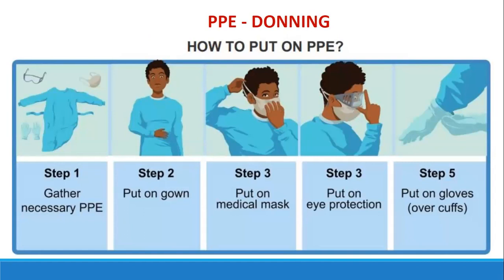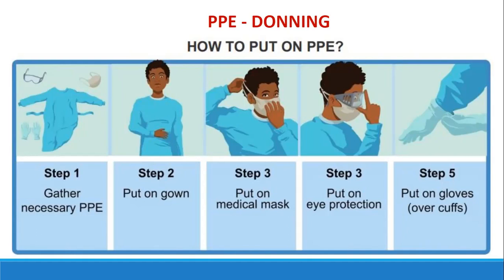In step 1, we have to gather the necessary PPE. In step 2, we first put on the gown. Step 3 is put on the medical mask. Step 4, put on the eye protection. Step 5, the last step, is put on gloves over cuffs.